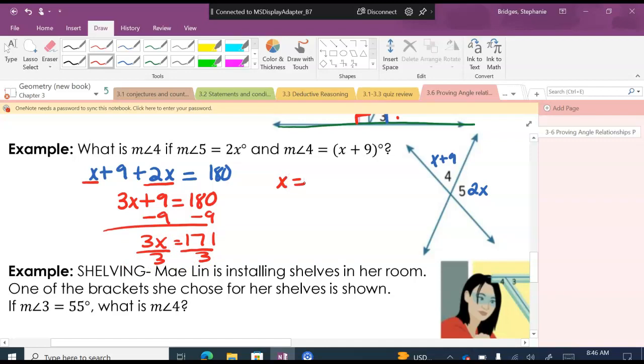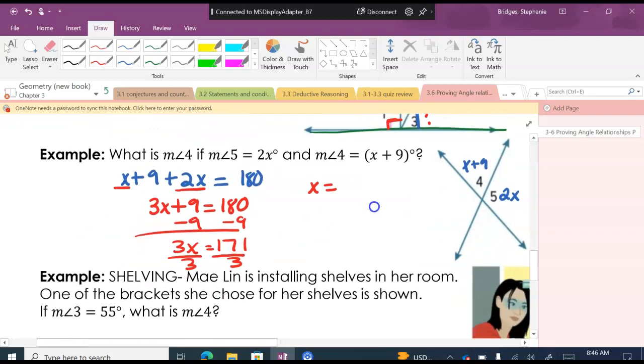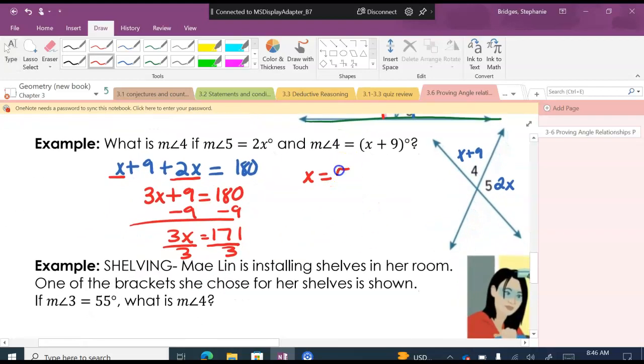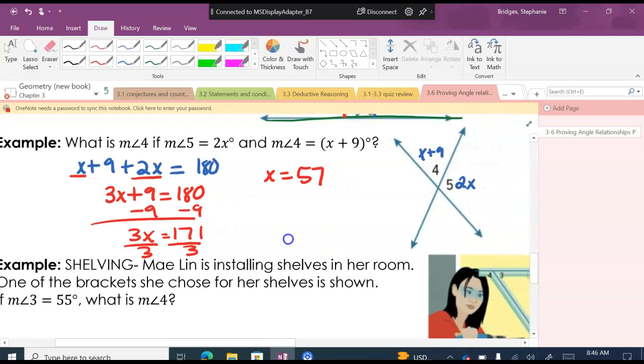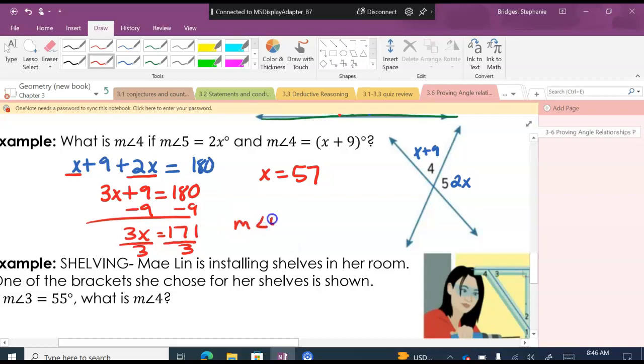Is 57 my actual answer, though? No. We wanted to know the measure of angle 4, and they told me the measure of angle 4 was x plus 9, but what is x? 57. So I'm going to go 57 plus 9, which is going to give me, what, 66?